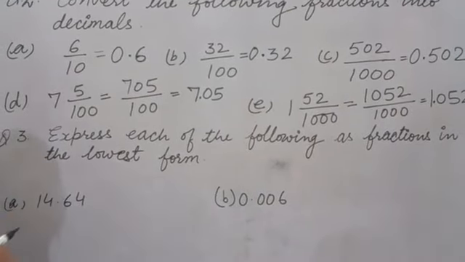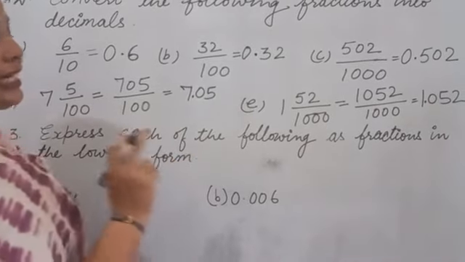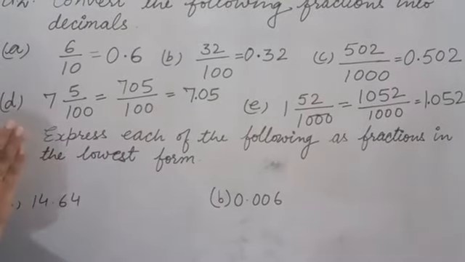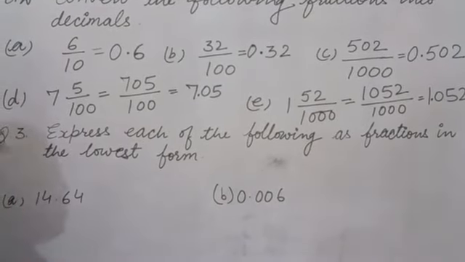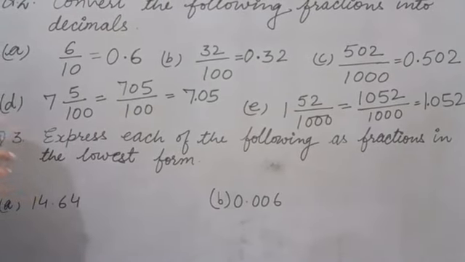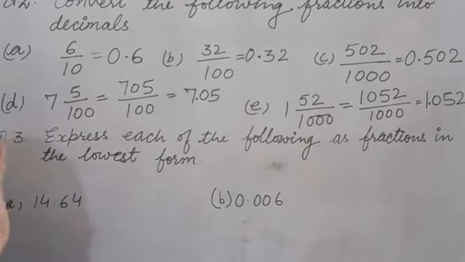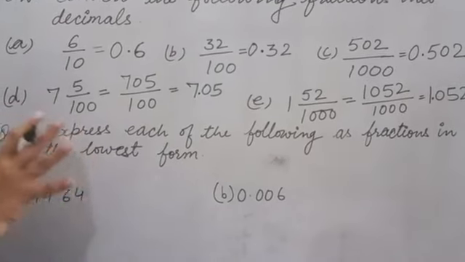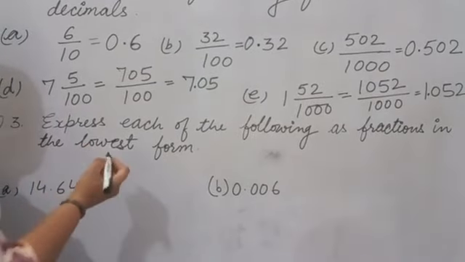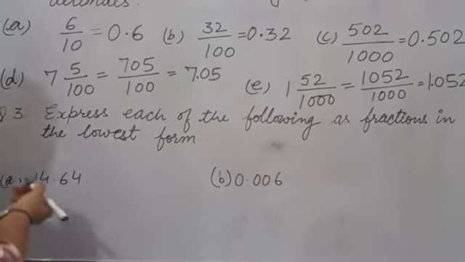Now question number 3. Express each of the following as fractions in the lowest form. Firstly you will write them in fraction form and then you will reduce to the lowest term. How do we do lowest form? We cancel numerator and denominator as far as we can cancel. Cancel means we divide numerator and denominator by the same number.